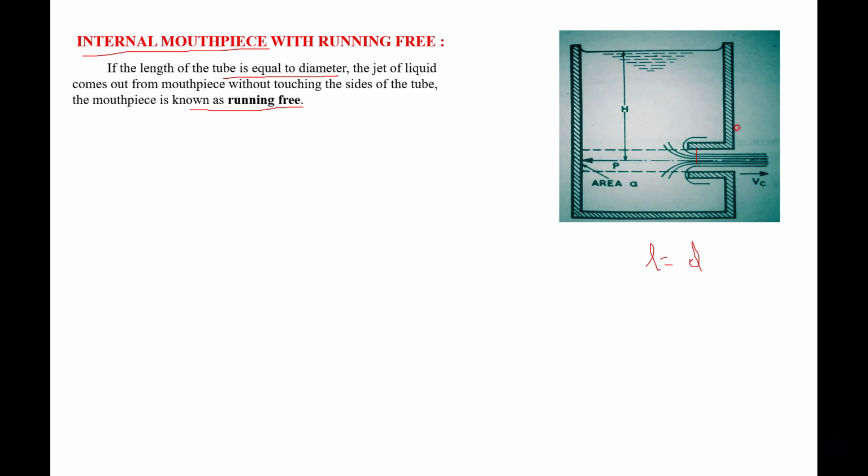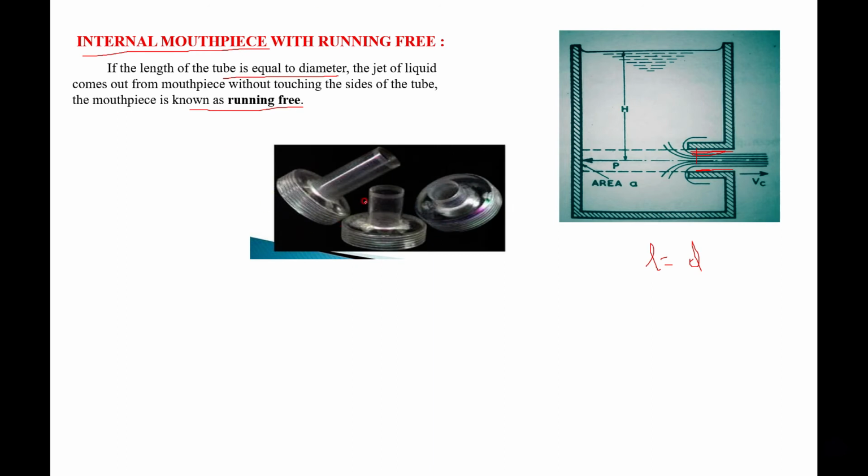Look here, there is no liquid completely filling this space, it is completely vacant. This jet is not touching the sides of the tube, hence it is called a mouthpiece running free. So the mouthpieces will be like this, just look here.